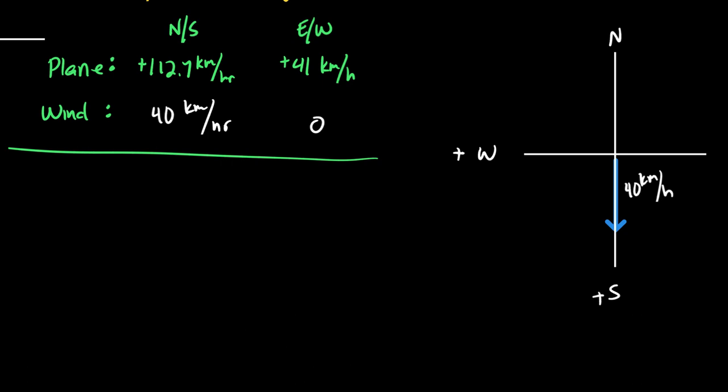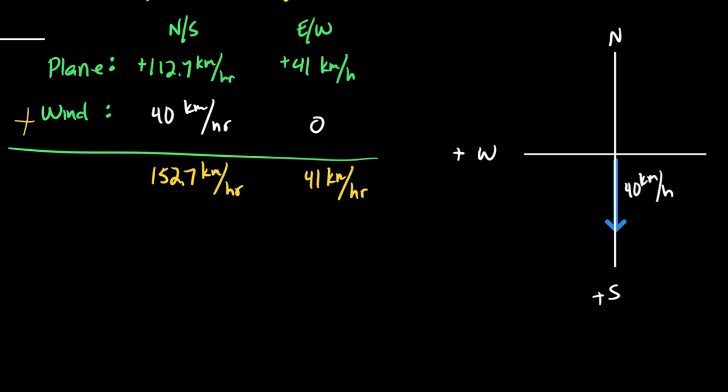Add down, right? I'm just going to add these things together. Plane plus the wind. Step 2, add like components together. These are like components. They're in one dimension. So 112.7 plus 40 is 152.7 kilometers an hour. And this is in the north-south direction. And then 41 kilometers per hour. That's in the east-west direction.